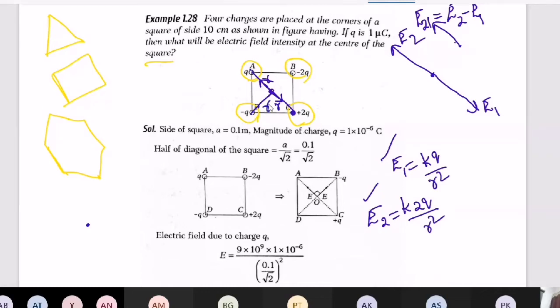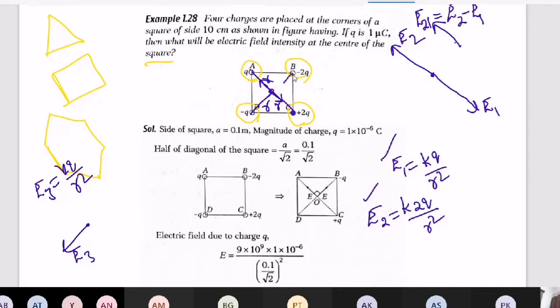Now similarly, here consider the minus charge. The distance is again R, but the charge is negative, so the field is towards it. So this is the field due to the negative charge, E3, that is KQ by R square. And I told you very clearly, please don't take the negative sign, because while calculating force and field you need to consider only direction, as they are vector quantities.